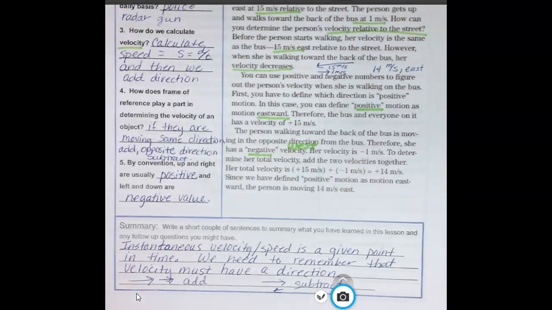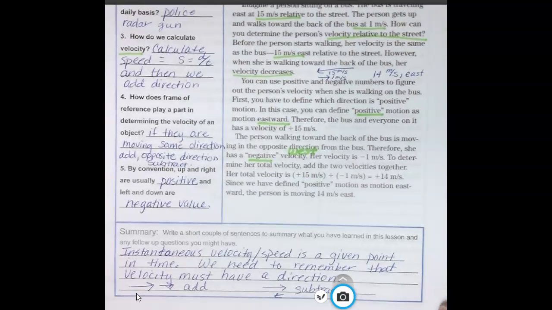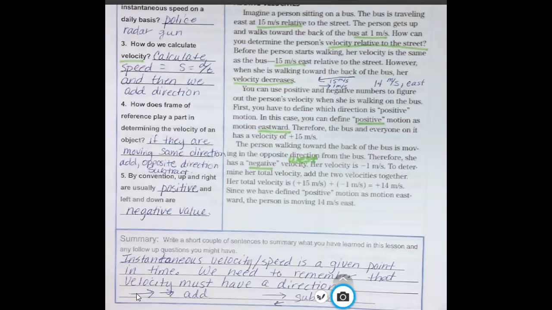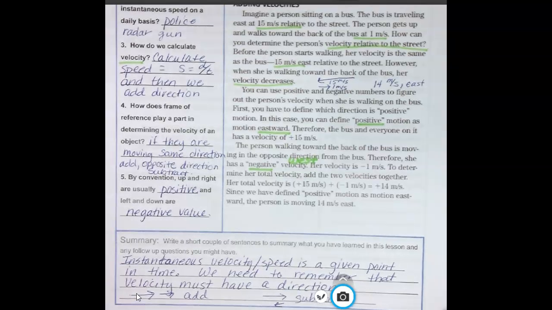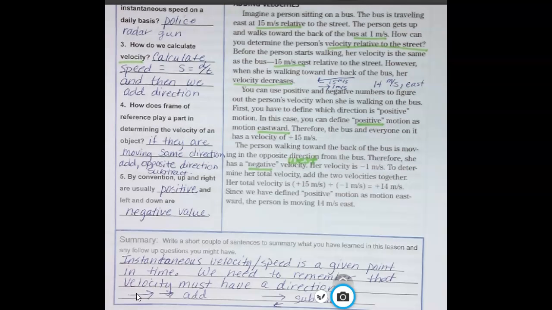Okay, so that is page 11. Again, if I went too fast and you needed to pause or slide back and catch something, do that and be sure you have that all filled out.